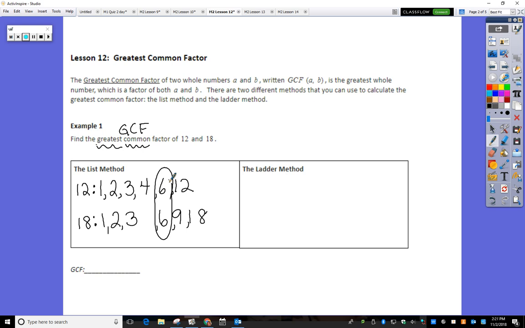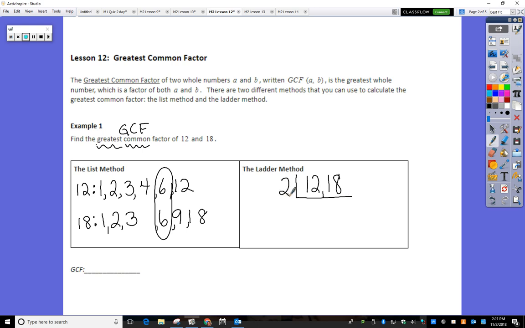Now, looking at the ladder method, like I said, with the list method, it's very easy to make mistakes. So this ladder method is another way that you can find the GCF of 2 or more numbers. So I start my ladder by writing the 2 numbers separated by a comma. Then what I do is I make a division bracket, but kind of upside down like this. What I'm going to do next is I'm going to think of a number, and it can be any number that goes into both 12 and 18. Let's say we look at this and we say, oh, they're both even. They can both be divided by 2.